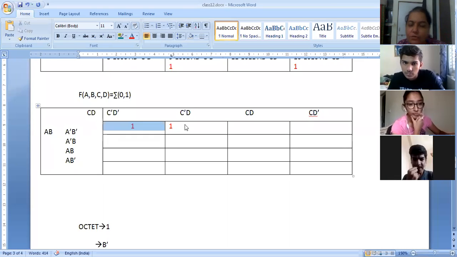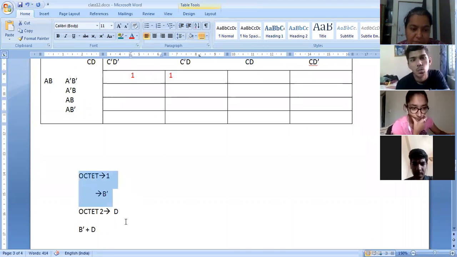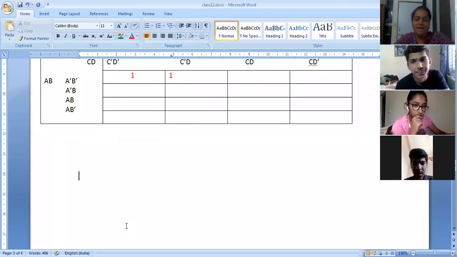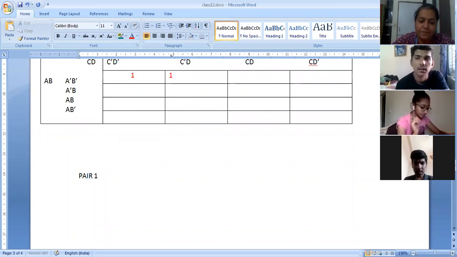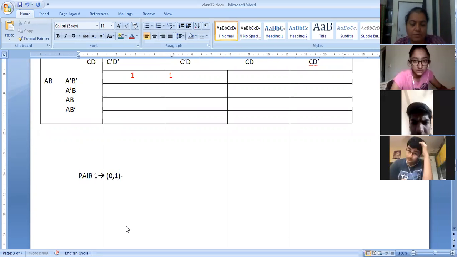Now you will have C bar. A bar, B bar, C bar. I will write pair 1. There is only one pair here. First tell me the position of the pair. A bar B bar C bar D bar. Madam, the answer is A bar B bar C bar.